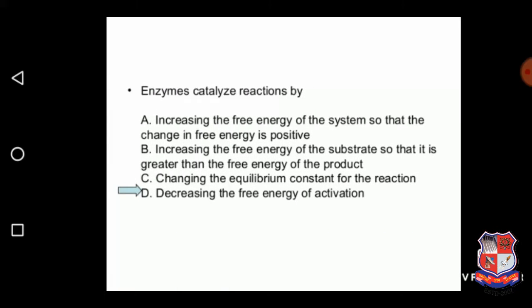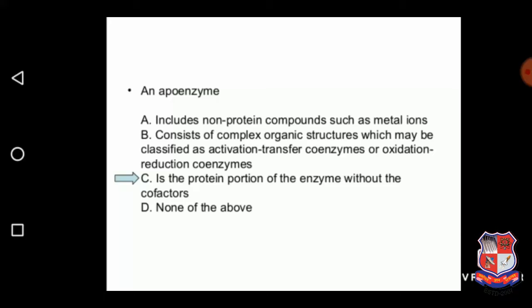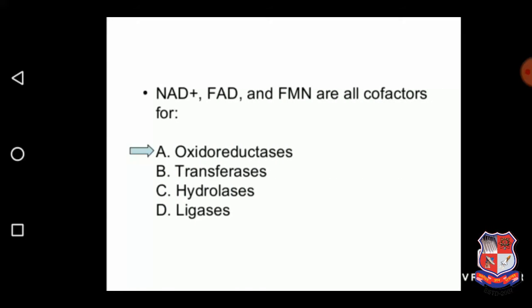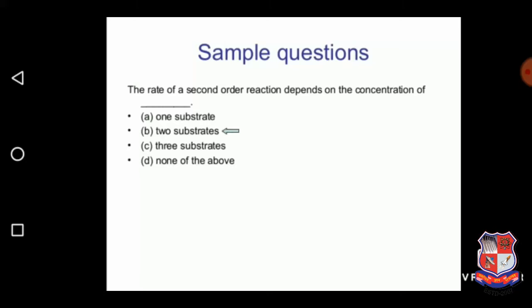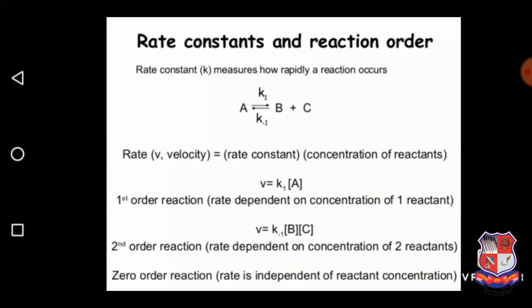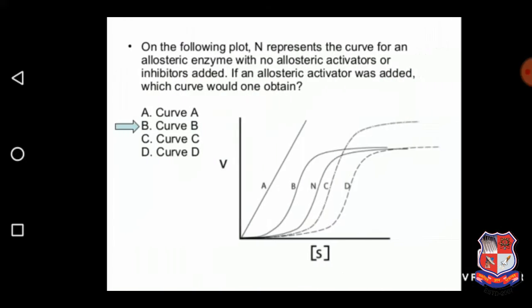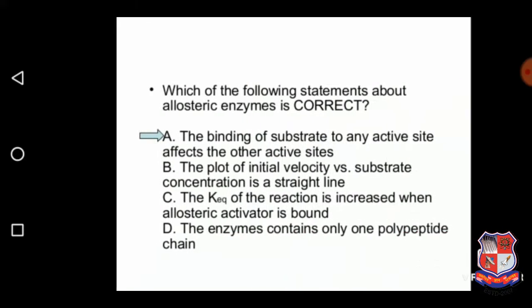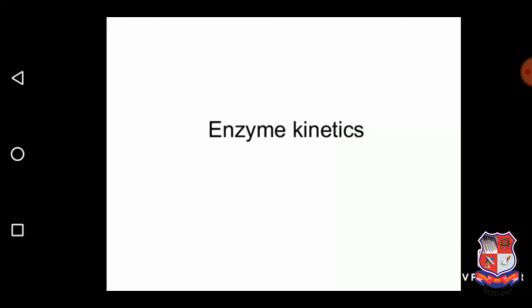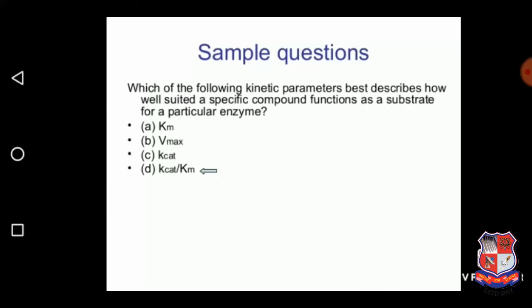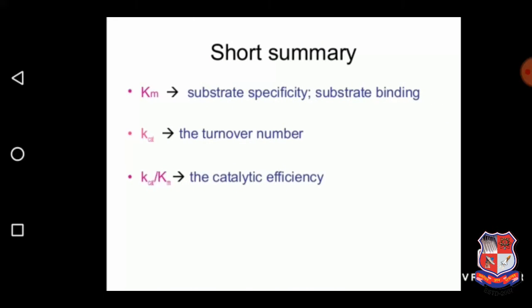catalyzed reaction by apoenzyme, cofactors, chemical reaction, concentration of, rate constants, curves, statements about the enzymes, allosteric enzyme, kinetics questions. These are the several terms.